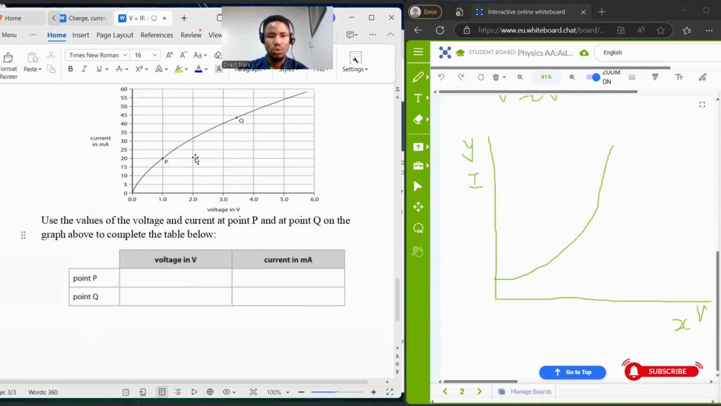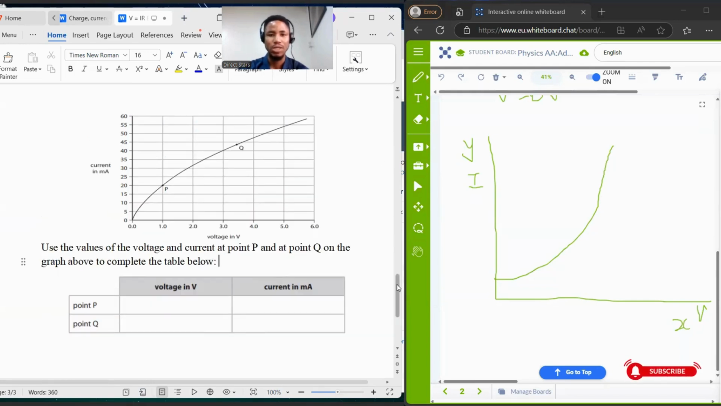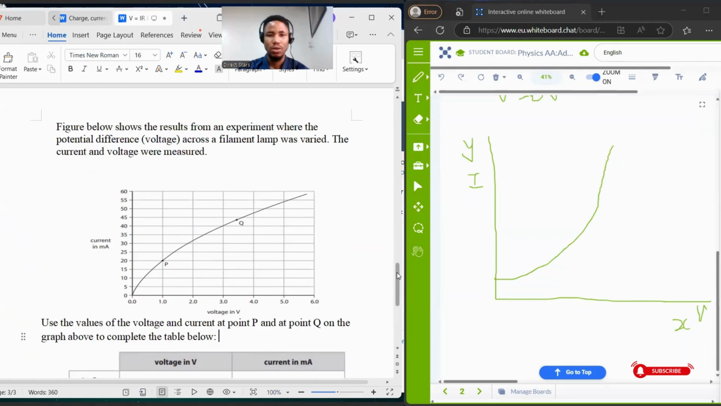At point Q, what will be the voltage? The voltage will be 3.5, ranging from 3.4 to 3.5 volts. The current at point Q will be close to 45, which is 43 or 44 milliamps. So this is how we interpret, or represent, an IV graph.